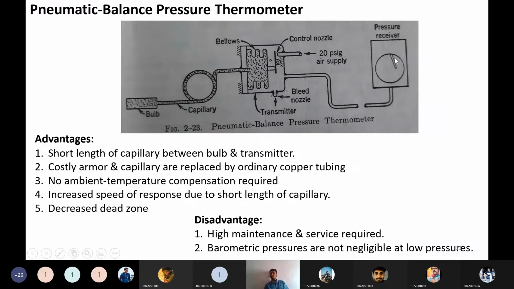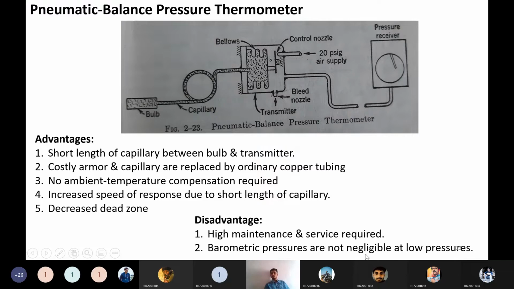So this pointer will be operated on a circular chart or circular calibrated scale. Then you can easily read what the pressure is, or if the calibrated scale is in terms of temperature, you can read the temperature also. This also has certain disadvantages, that is, high maintenance and service required. This bellows usually will be spoiled, maybe metallic bellows or something with rubber or neoprene type of material, but they will be spoiled. Due to this, frequent replacements are required. That's why high maintenance and service is required.